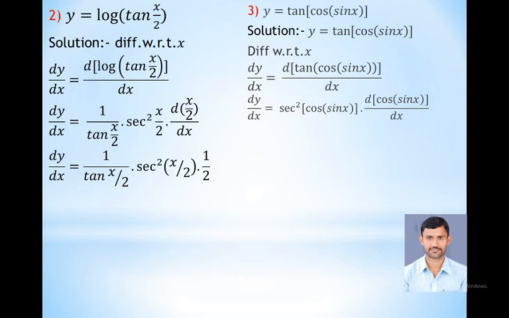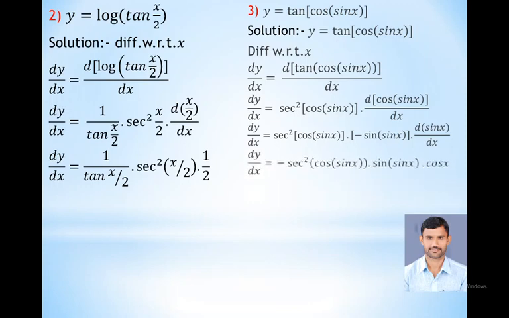We have to use again a formula, derivative of cos of f of x. We know that the derivative of cos of sin x is minus sin of sin x. So dy by dx is equal to sec square cos of sin x into derivative of cos of sin x, which is minus sin of sin x into derivative of sin x. Therefore, dy by dx is equal to minus sec square cos of sin x into sin of sin x into derivative of sin, which is cos x.